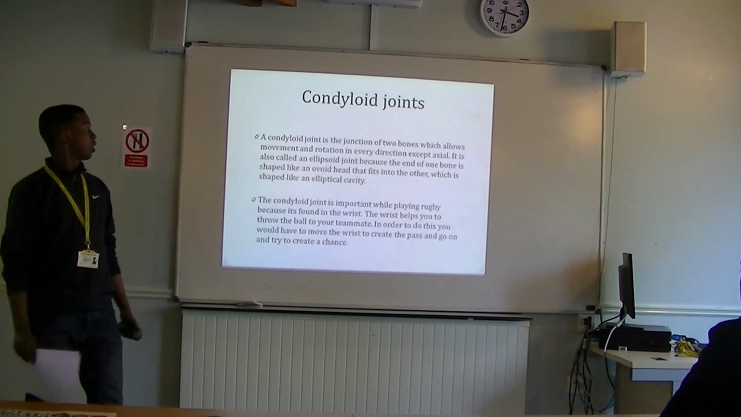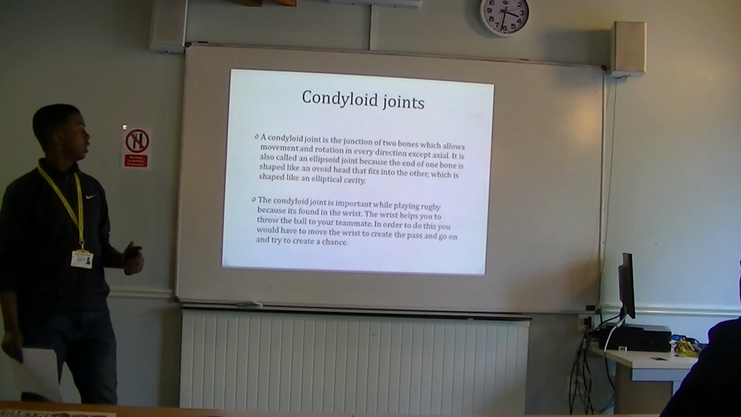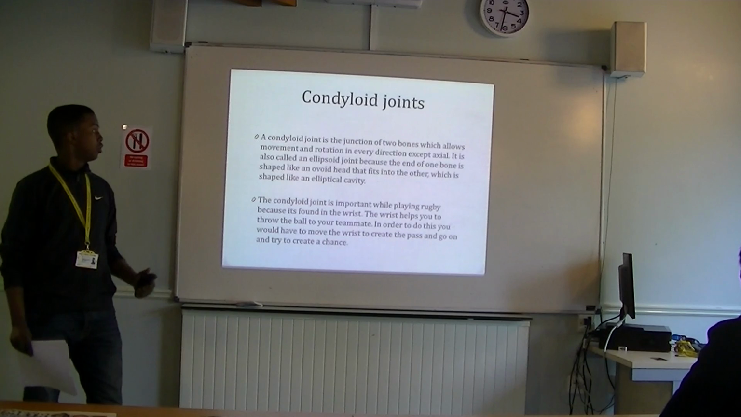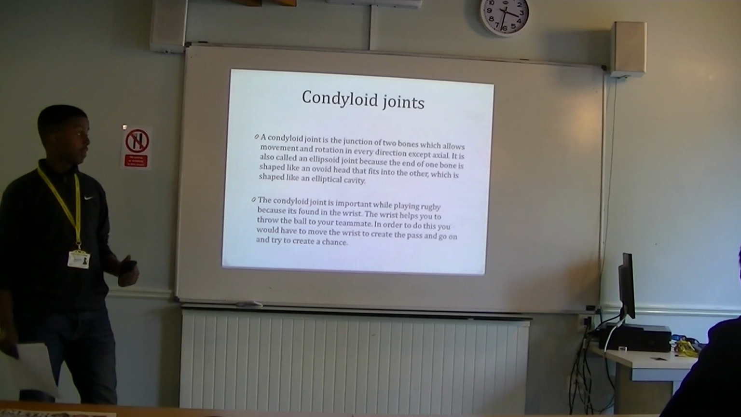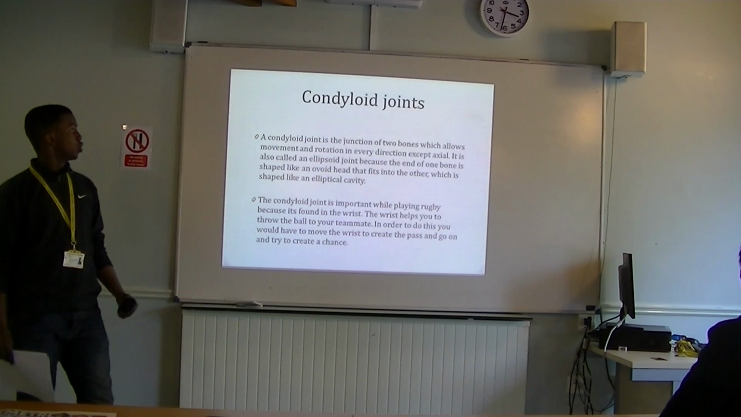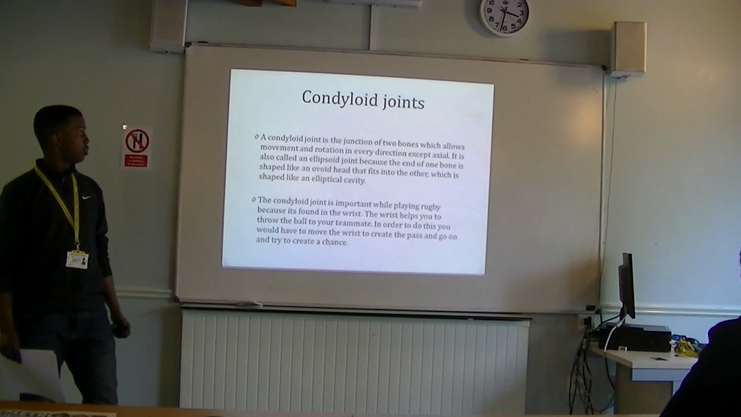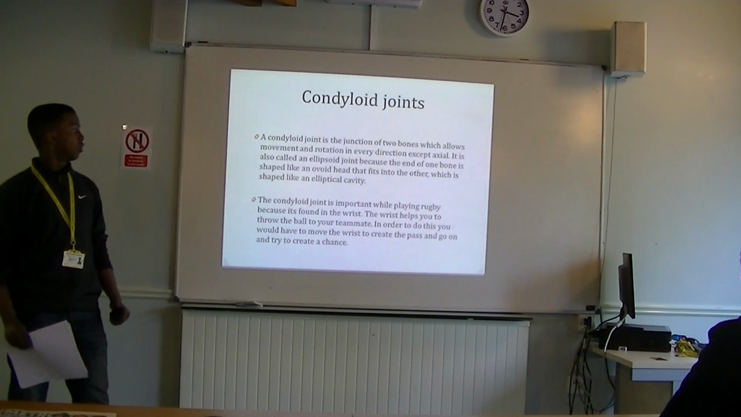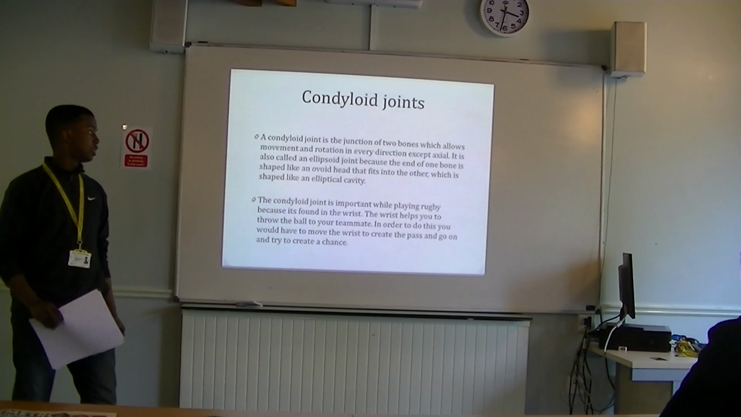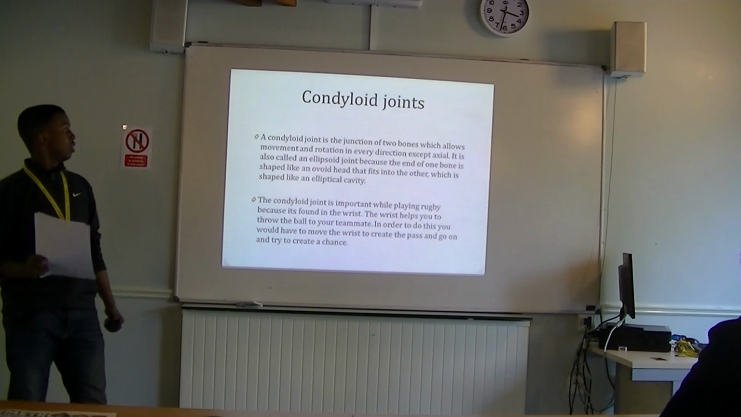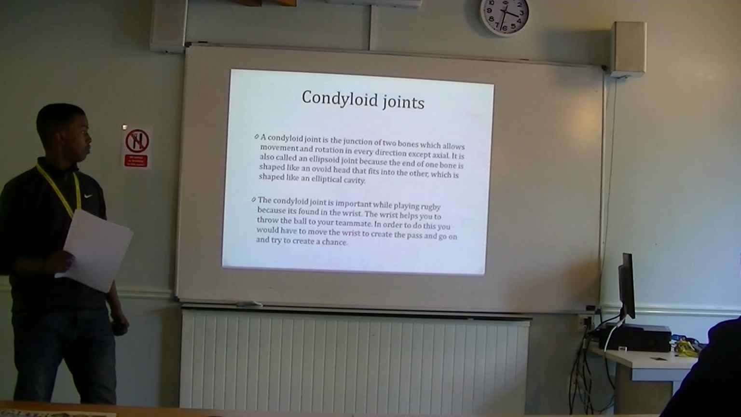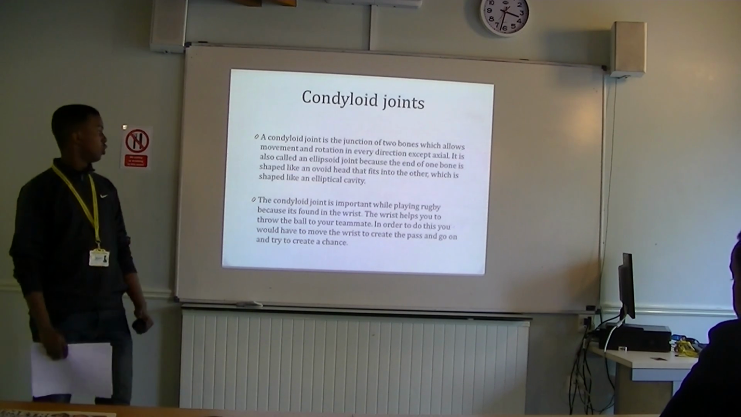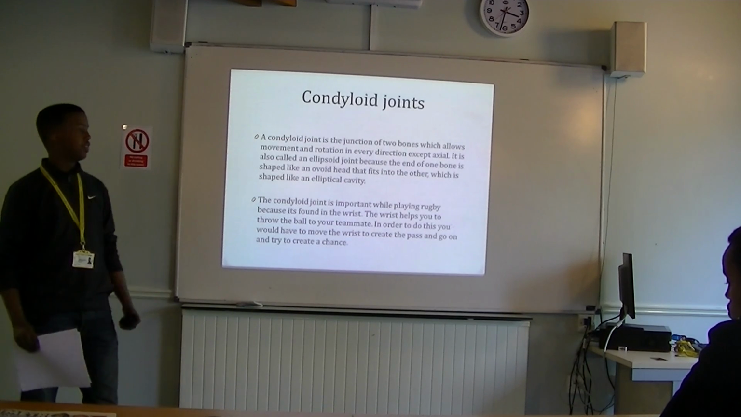The condyloid joint. A condyloid joint is the junction of two bones, which allows movement and rotation in every direction except axial. It is also called an ovoid joint because the end of the bone is shaped like an ovoid head that fits into the other, which is shaped like an elliptical cavity. The condyloid joint is important while playing rugby because it's found in the wrist.